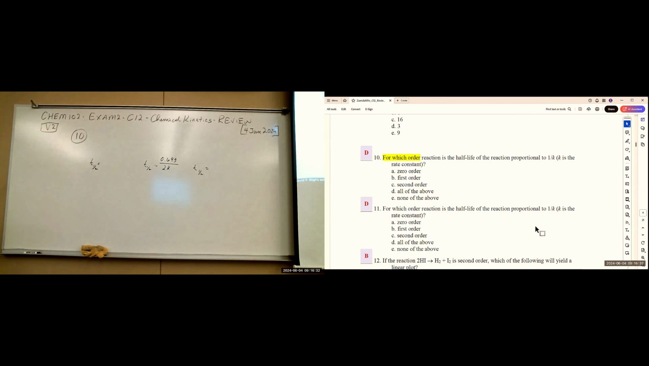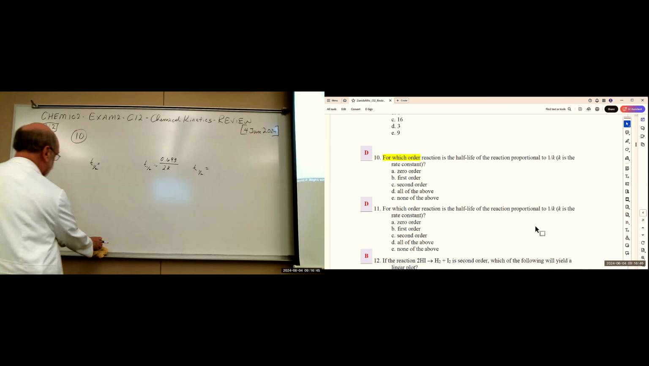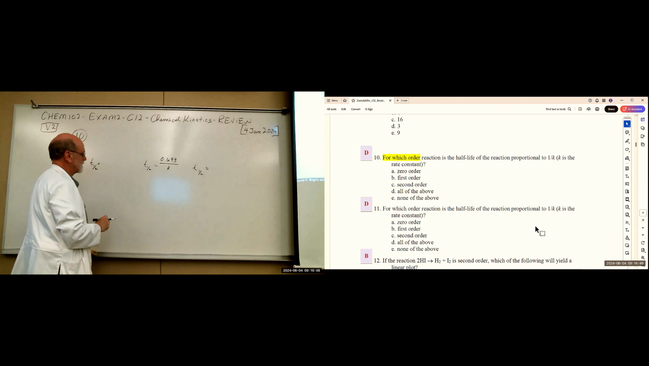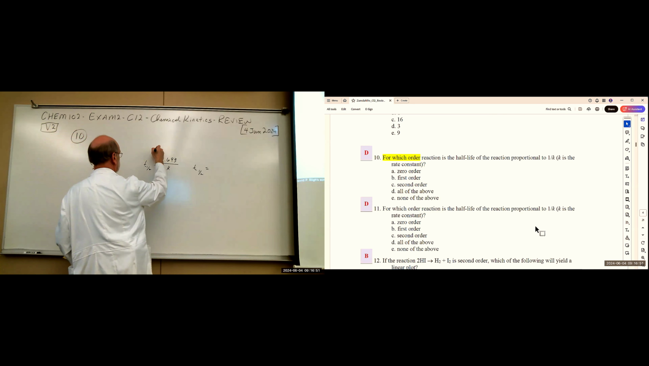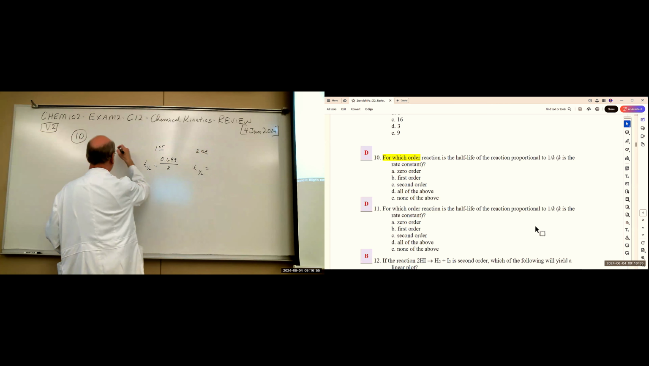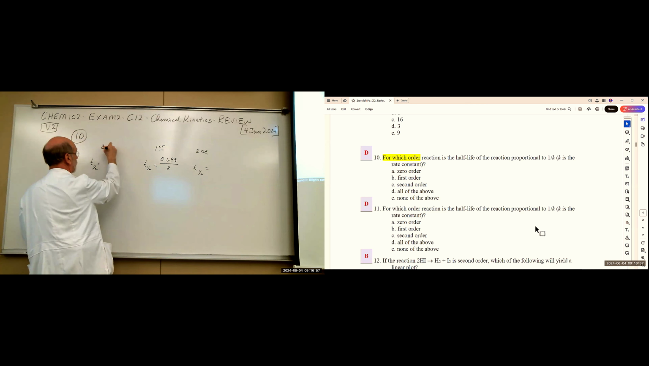Let me look. It's in useful information. So you don't have to memorize it either. There we go. Let's see, half-lives. Oh, just K, not 2K. All right, how about this was first order. And we want second order and zero order.